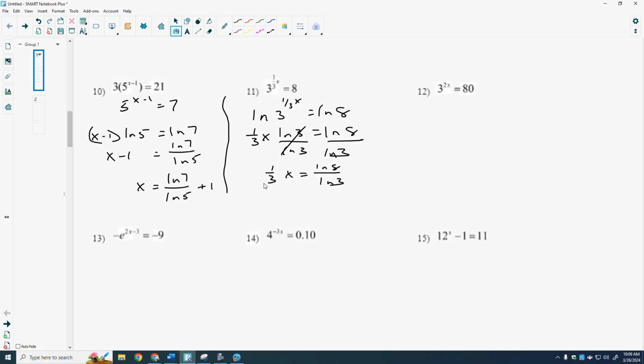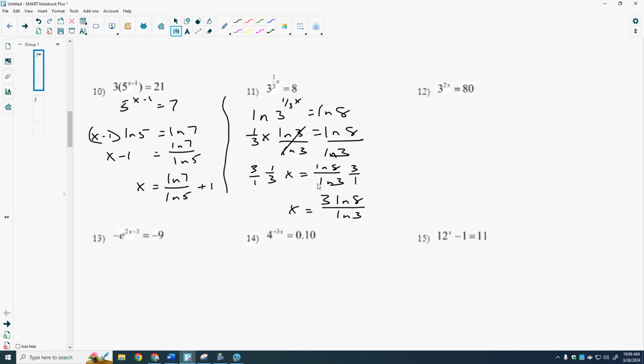I need to get rid of 1/3. How do you undo dividing by 3? Or how do you undo multiplying by 1/3? I multiply by the reciprocal, or I multiply by 3. And so x equals 3 ln 8 divided by ln of 3.